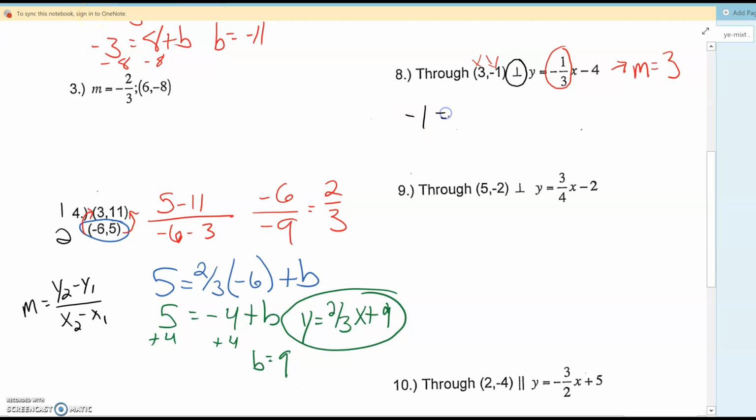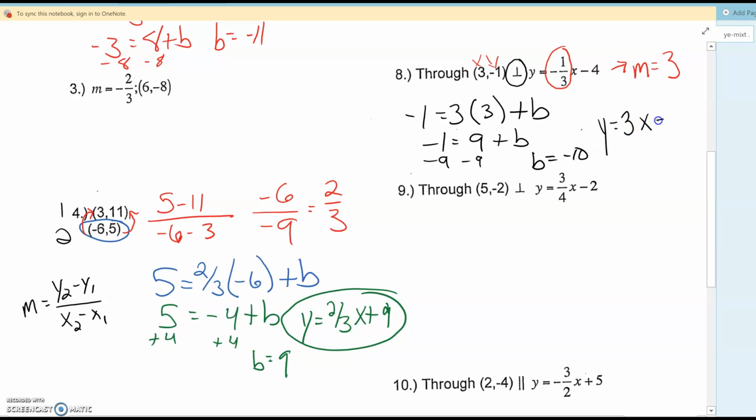Negative 1 = your slope, which is 3, times your x, which is 3, plus b. Subtract 9. b = negative 10. Then you have y = 3x, your slope, minus 10.